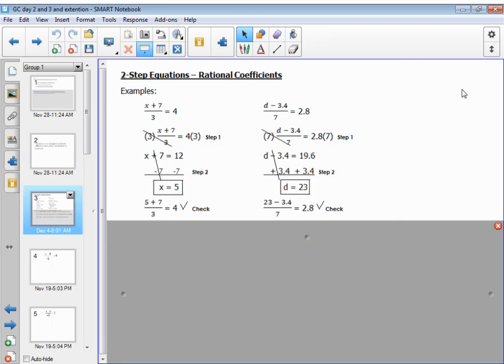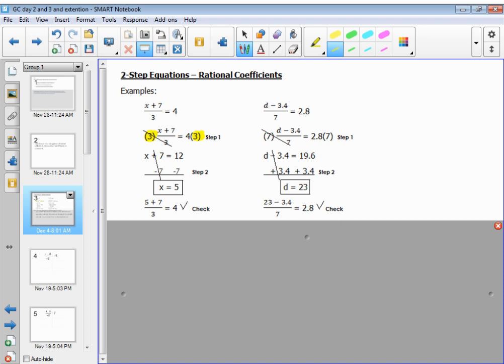And if we look at the notes, here's what we are focusing on today. A rational coefficient means we have a fraction. So our first problem is x plus 7 divided by 3 equals 4. Our first step in this case is multiplying both sides by 3. We want to make sure that we get the fraction to disappear. Nobody likes working with fractions, so make it disappear.